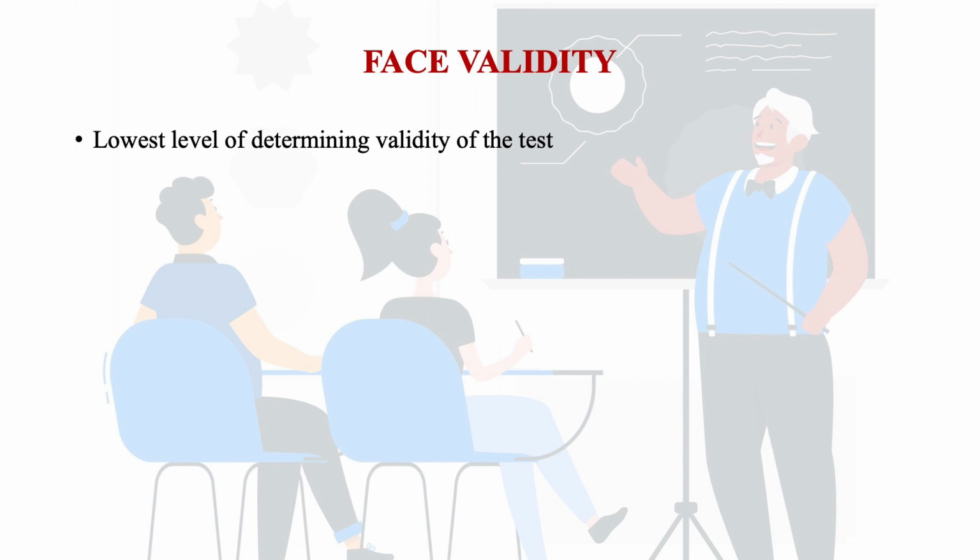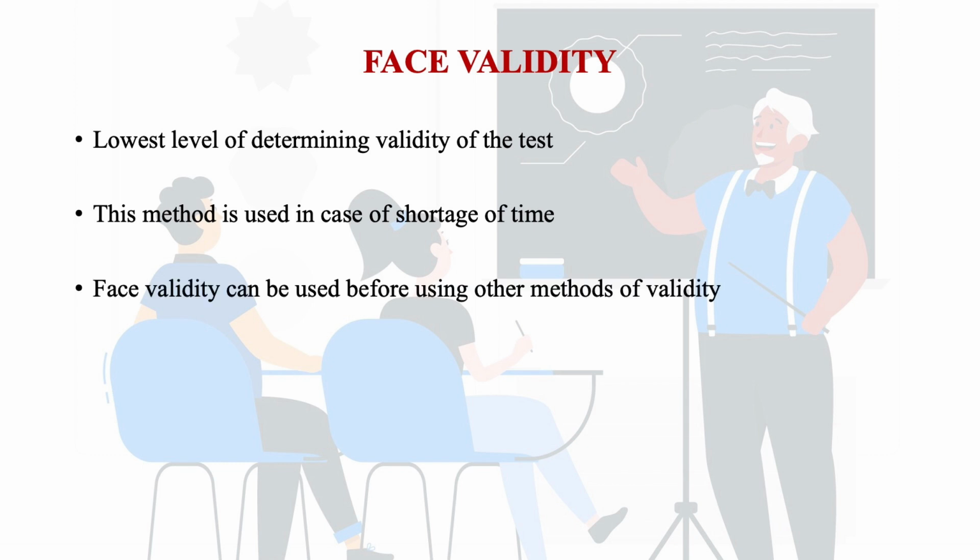So face validity is the lowest level of determining the validity of a test, and this method is used in case of shortage of time, and face validity can be used before using other methods of validity. This is the first-hand practice: you go through the face validity first. Unless the test is validated by face, there is no need to use other methods of validating the test. So that's why this is the first method.